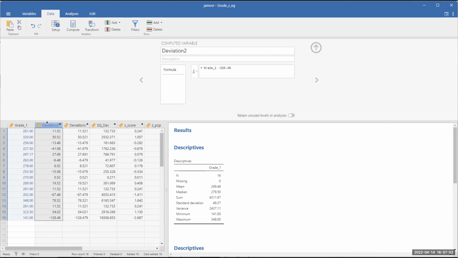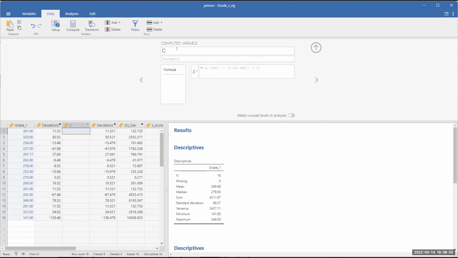Okay, so first you do that, right? And then you have to do the squared deviation, which is just you multiply whatever you did twice. So if I just did this one, I do compute. We'll do squared deviation 2, and we go down here and just do deviation, the one we just created. Remember, it's case sensitive. Deviation 2 times deviation 2. Hit enter, and we get that new variable.